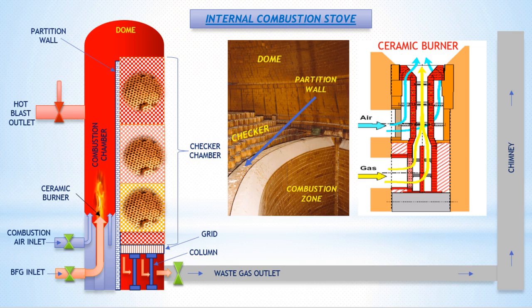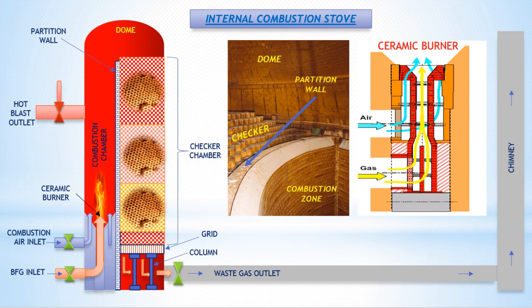Heat transfer, the checkers absorb heat from the flue gases and transfer it to the air blast. The regenerator increases the air blast temperature, enhancing combustion efficiency and reducing fuel consumption. Reduced fuel consumption, by preheating the air blast, the regenerator reduces the energy required for combustion. The regenerator enables higher blast furnace temperatures, increasing iron production rates and lowering fuel consumption.